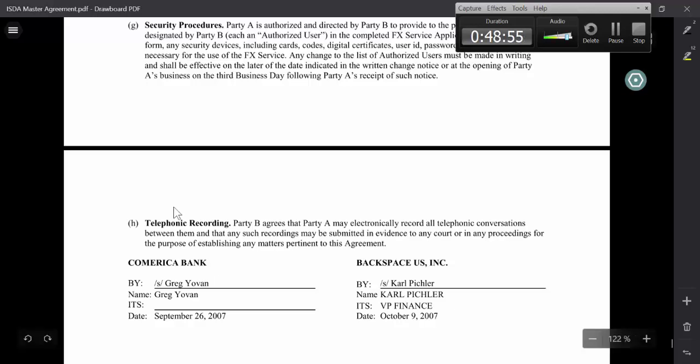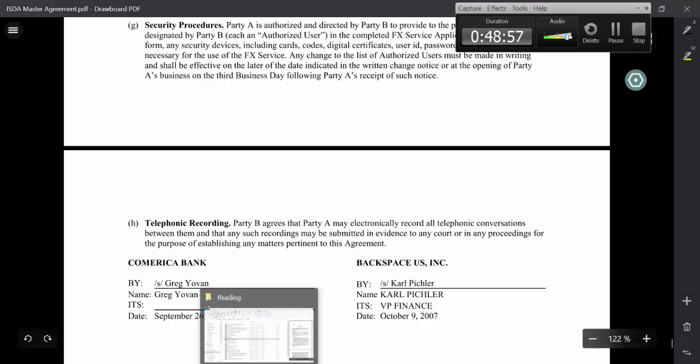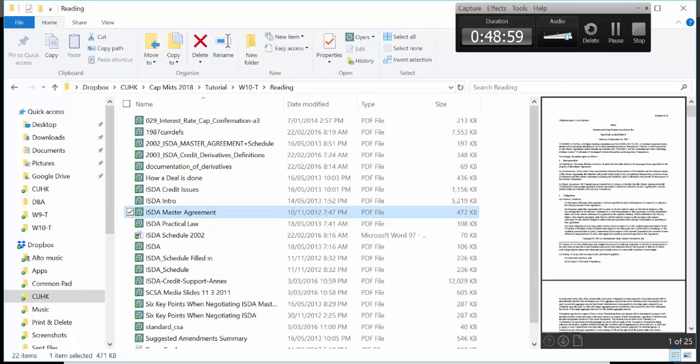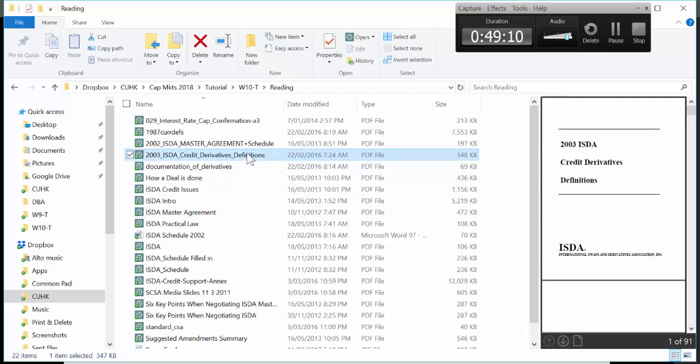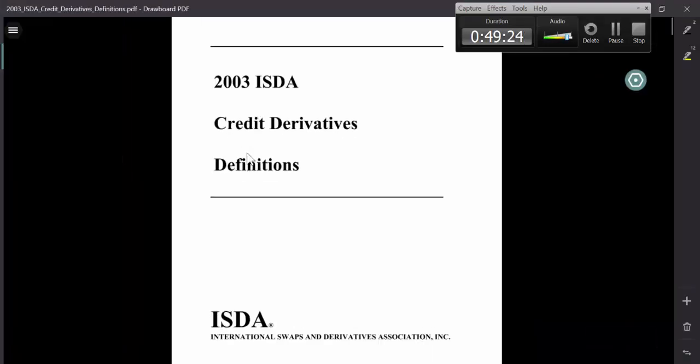Now, this is a master agreement, which isn't really that exciting. I'll show you what the definitions look like. Now, the definitions are divided into different asset classes. So here are definitions for credit derivatives. So you have one for FX, you have one for interest rates, you have one for commodities. This one is for credit derivatives.